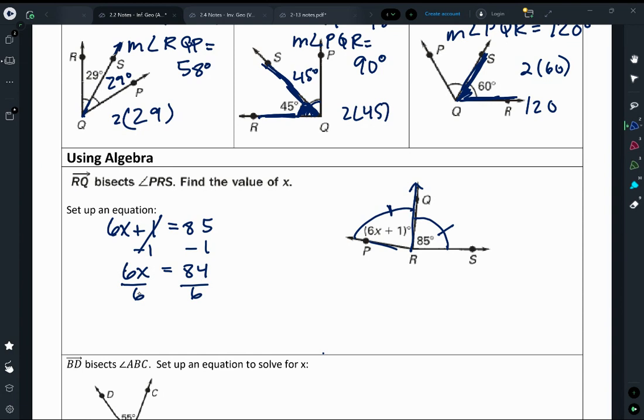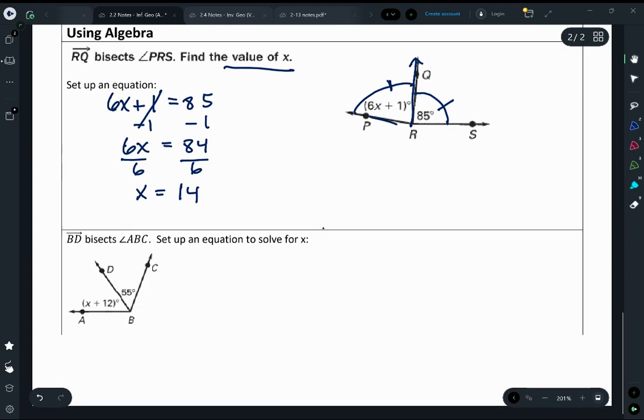And 6 divided by 6 is a 1x, so x is by itself. I don't have to have the 1 in front. It means the same thing. And let's see, 84 divided by 6 is equal to 14. And all we had to do is find the value of x here, so we're done. Let's go to our next problem.